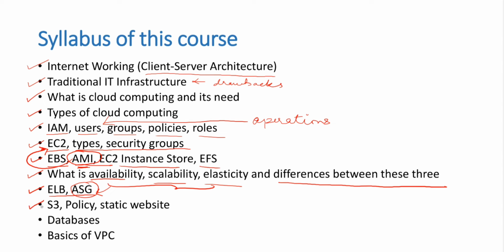Next, we will see S3. What is S3? Then we will see policy and static website in S3. S3 is a storage service as well. It is an object store service. Next, we will see the databases, and in the databases we have many databases like RDS, DynamoDB, and a lot of them, DocumentDB. Okay, but we will only see the RDS in detail, because this is the service which most of the users in this course are going to use. Then we will see the basics of VPC. VPC is the networking service of AWS.